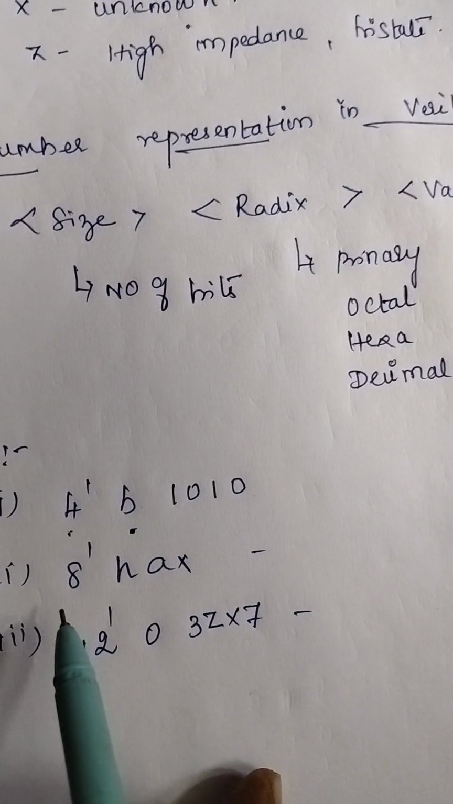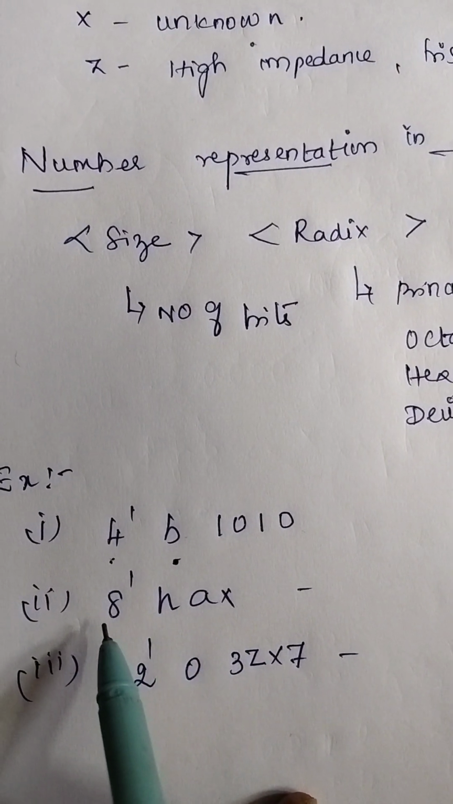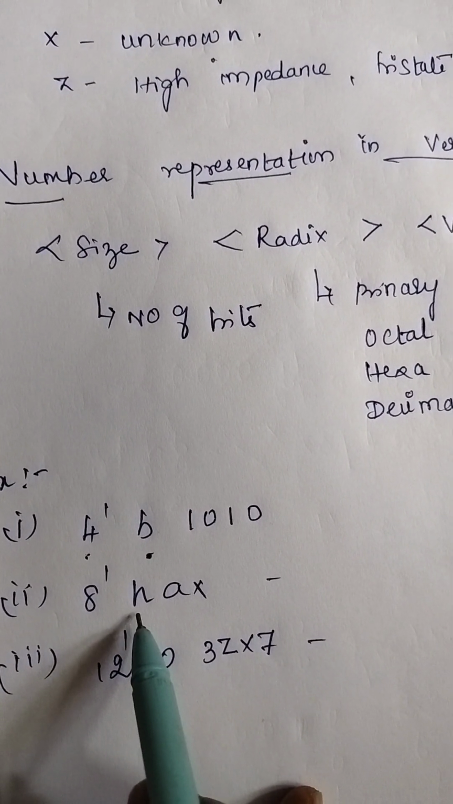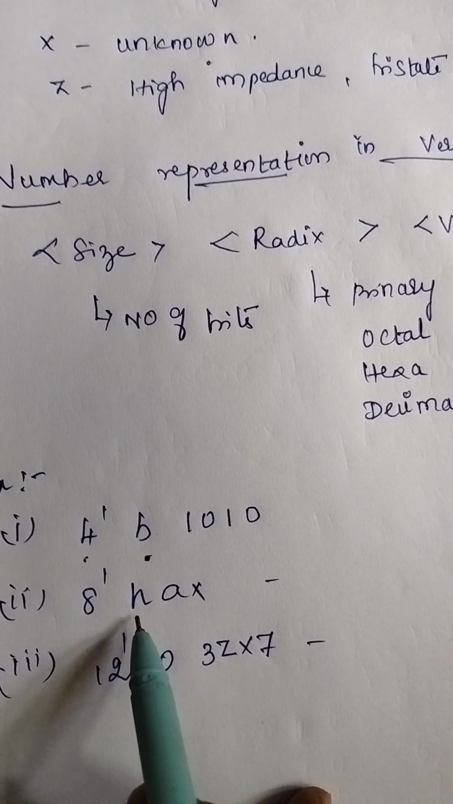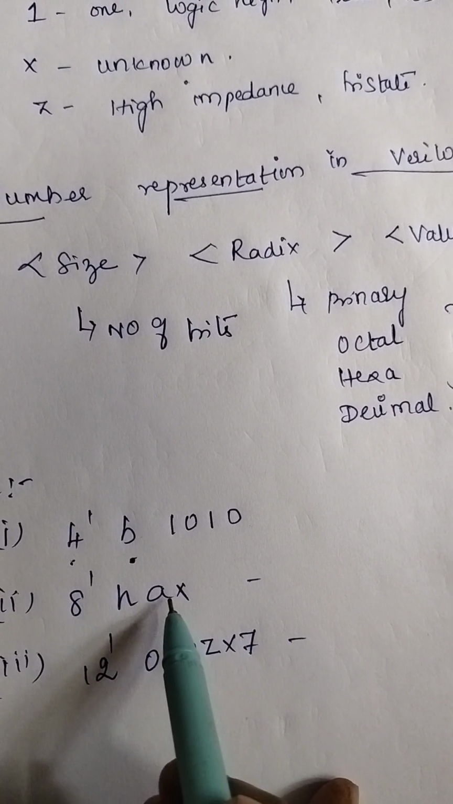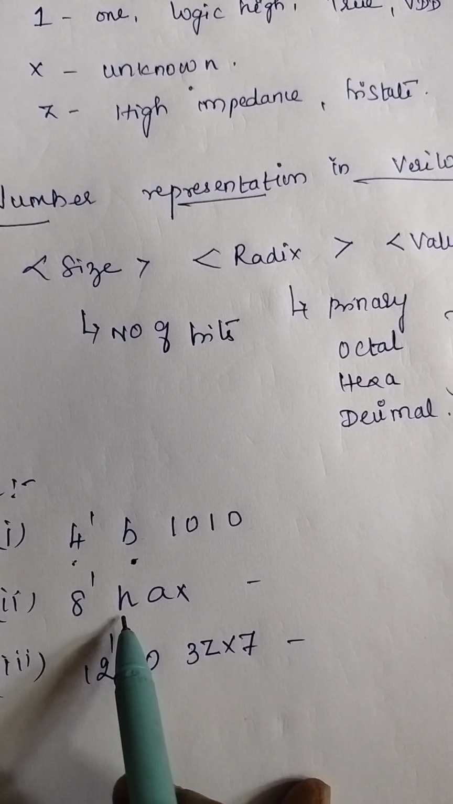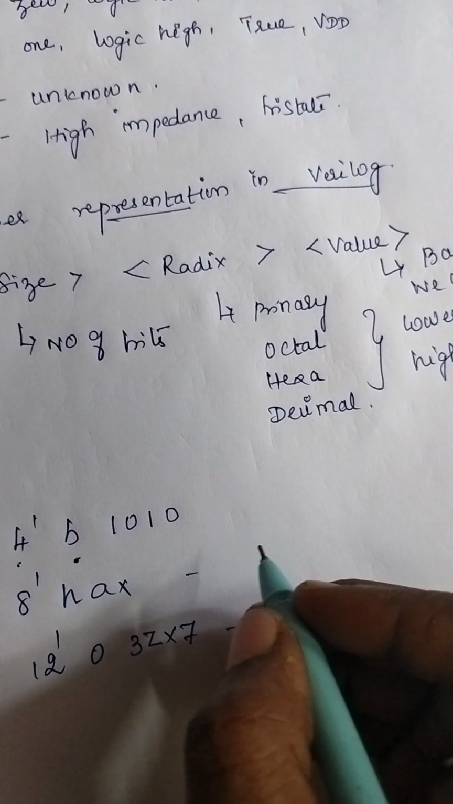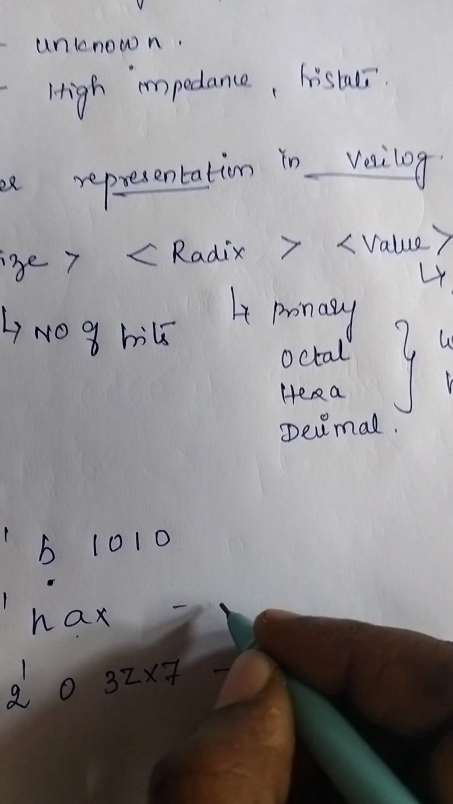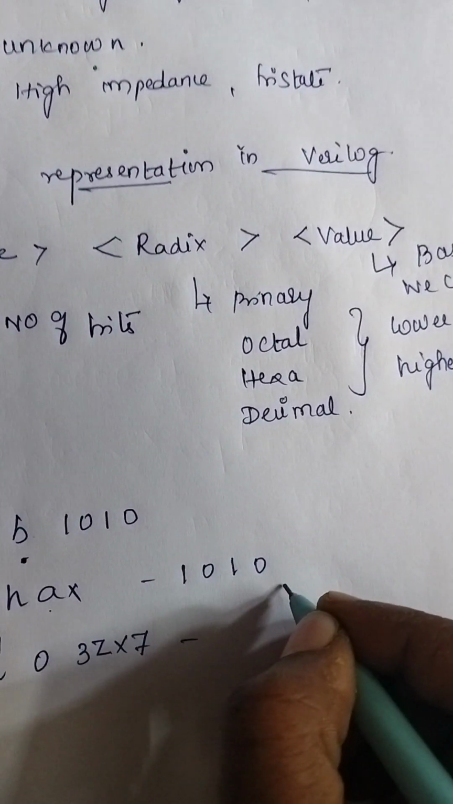The next example is 8'hax. 8 represents the size, and your size is nothing but the number of bits. And h is representing your radix, which here is hexadecimal, and your value is ax. So the ax has to be represented in hexa and your number of bits should be 8. Just see how I am writing. The higher nibble is a, which can be represented in binary as 1010.